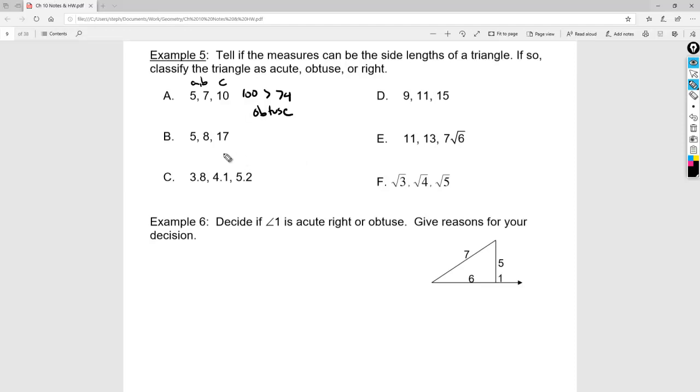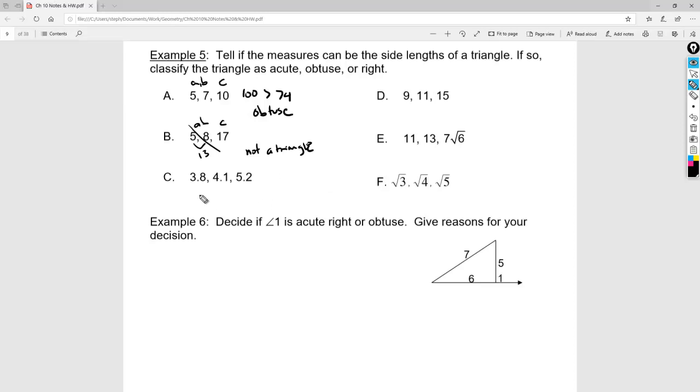Okay, b, clearly 5 and 8 would be a and b, and then 17 would be c. However, I do notice that 5 plus 8 is 13, and 13 is less than 17, so this actually can't even be a triangle. So remember, all the way back from last semester, we talked about this.